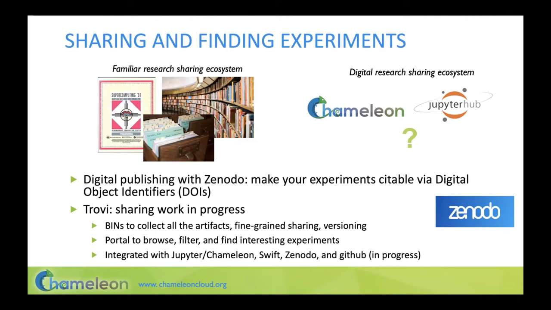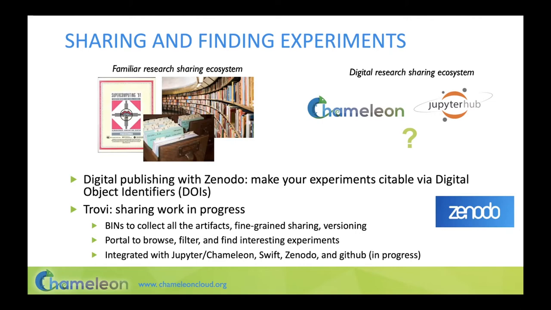So the first thing we did is we integrated with Zenodo, which is a fabulous digital publishing platform developed at CERN. What Zenodo gives you is digital object identifiers for your experiments. Then you can cite your experiment from your paper and make it available in this way. You can also go to Zenodo and import experiments that were already published there into Chameleon, represent them as a Jupyter notebook, and try to run them on Chameleon resources. Not all of them were packaged with Chameleon, so a little bit of tweaking sometimes might be required.